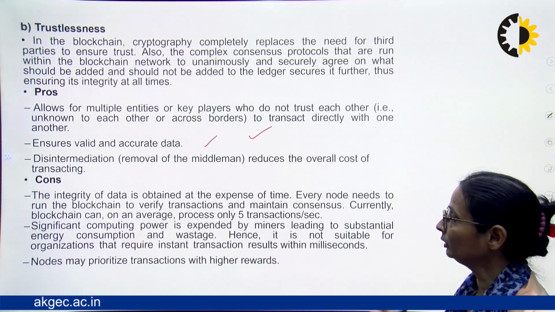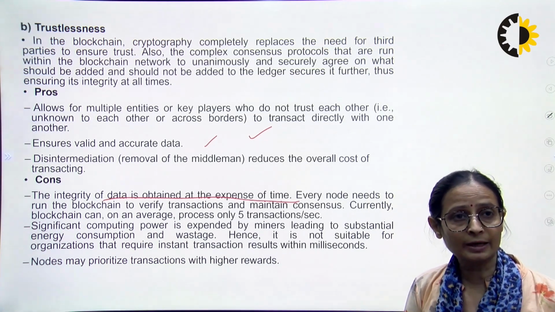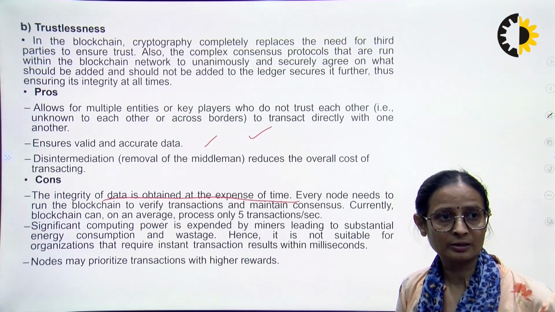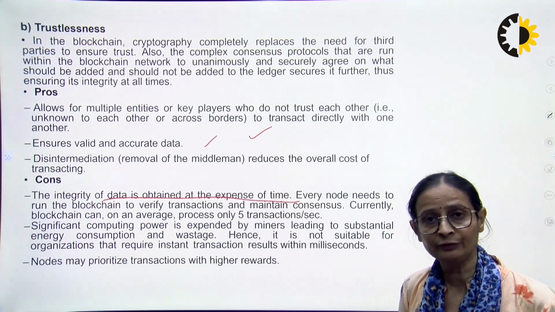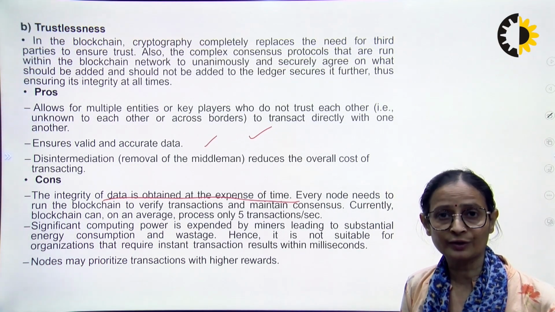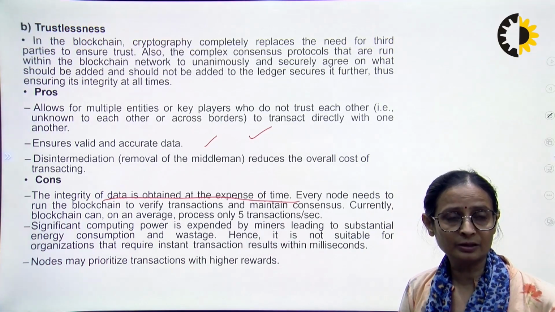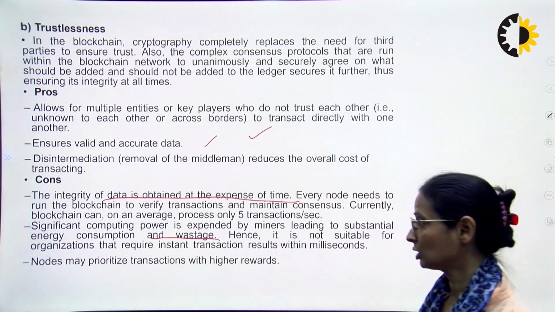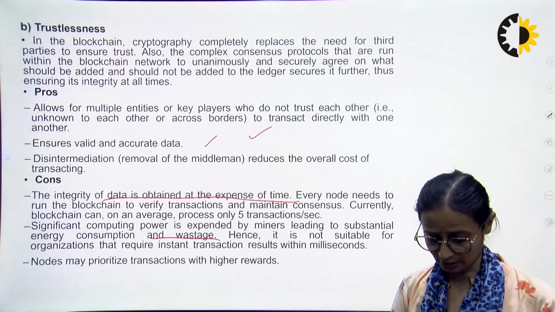But what is the problem? Integrity of the data is obtained at the expense of time. That is, every node needs to run the blockchain to verify the transactions and maintain the consensus. Currently, a blockchain can on average process only 5 transactions per second, and it is very costly to add a block in a blockchain. Significant computing power is expended by the miners, leading to substantial energy consumption and wastage, and it is not a green option. Nodes may prioritize transactions with higher rewards.